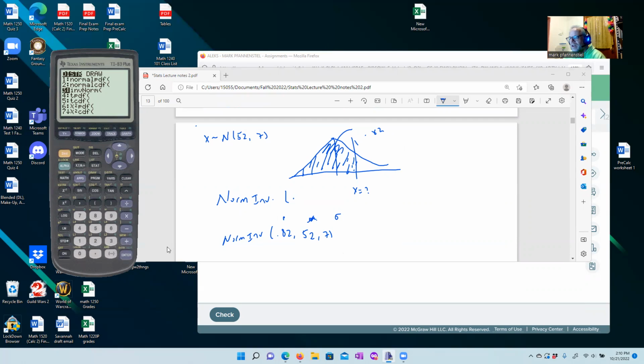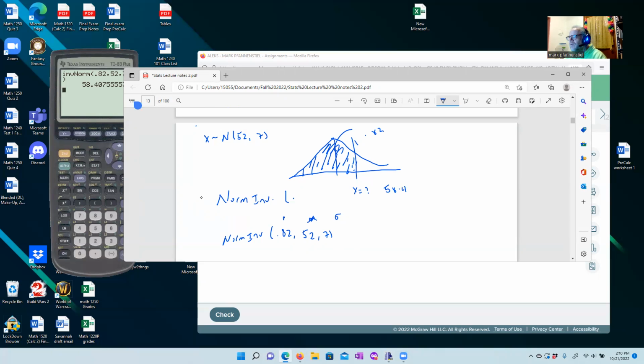Norm inverse. And I'll continue to draw them. You don't have to draw them; that's not a requirement. I like to because it keeps me honest about what I'm looking for. So 0.82, comma, then our mean is 52, comma, and then 7, and that is our standard deviation. Hit enter, and the X value that's going to lead us to that is 58.4075.